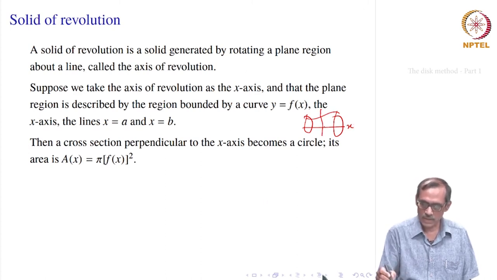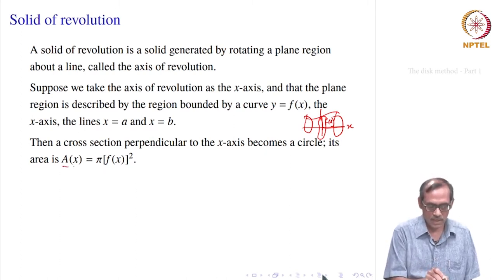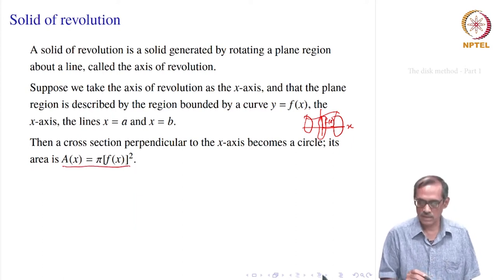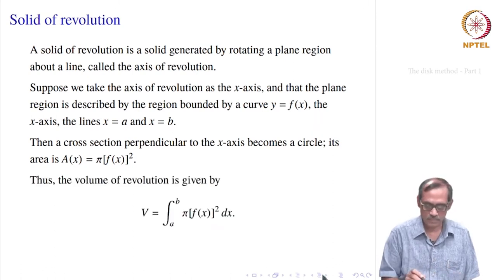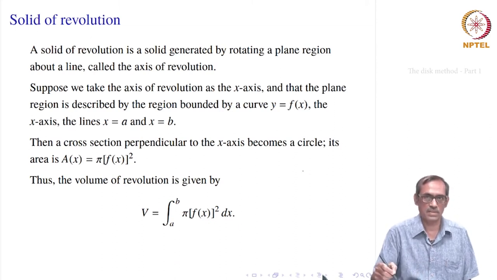Now, at any point x, take the area of this cross section. Since it is x, the height y equal to f of x is the radius of the circle which is generated here. It will have radius f of x. Therefore, its area will be pi times f of x squared. So, the cross sectional area at x is pi times f of x squared. Therefore, the volume of the solid by the slice method is equal to the integral from a to b of pi times f of x squared dx. This will be our generic formula in the disk method. We call it the disk method because the slice we obtain is a disk.